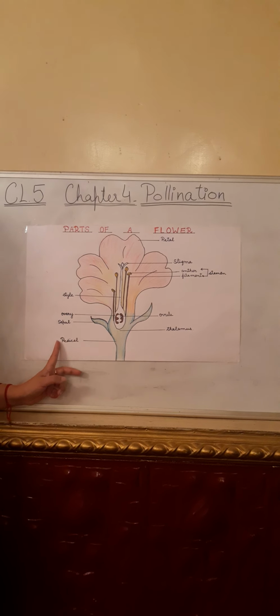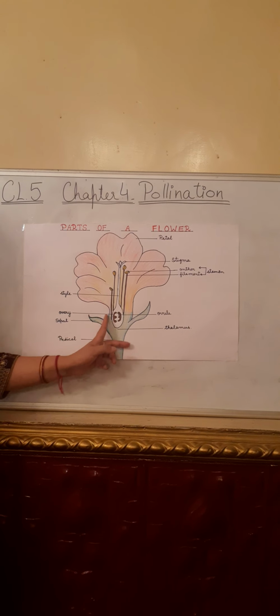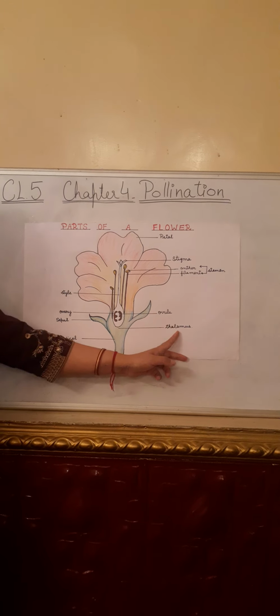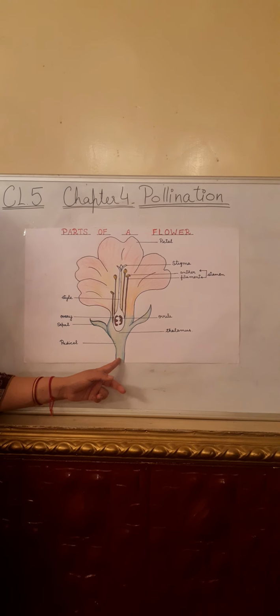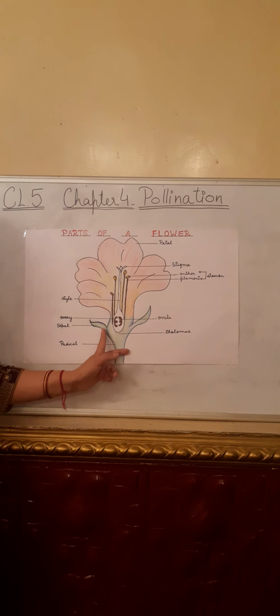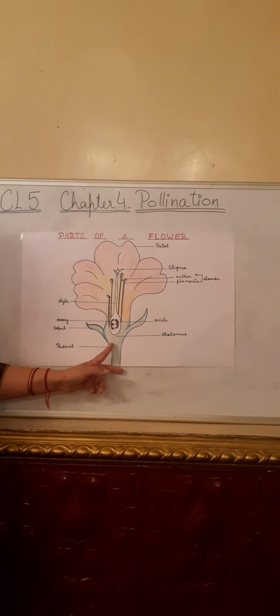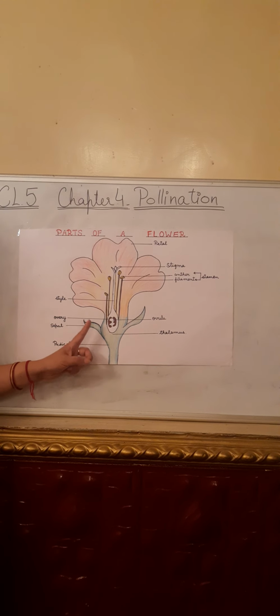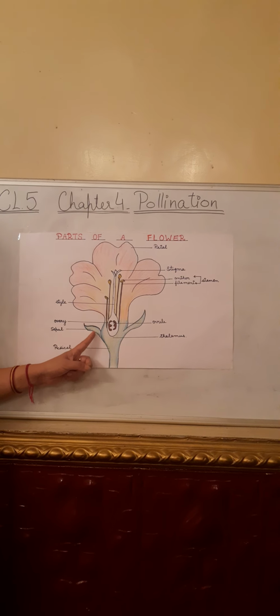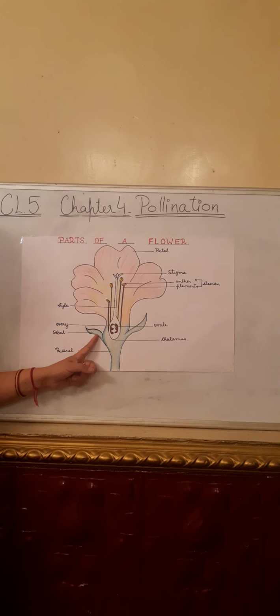I've told you about the pedicel, which is the stalk. The swollen structure is the thalamus. Then I have told you about the sepals. They are the leaf-like structure. They are green in color. Their function is to prepare food and protect the bud.